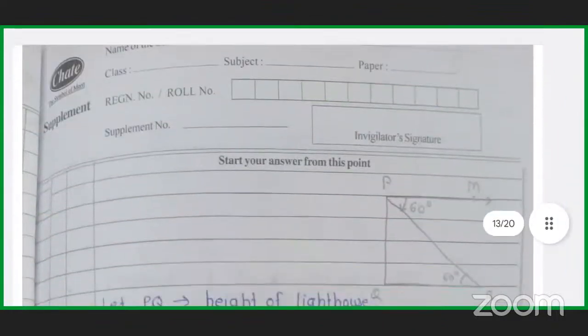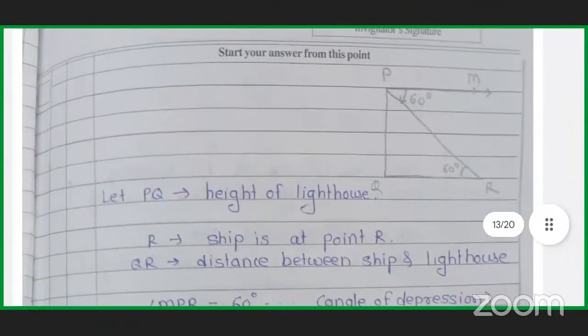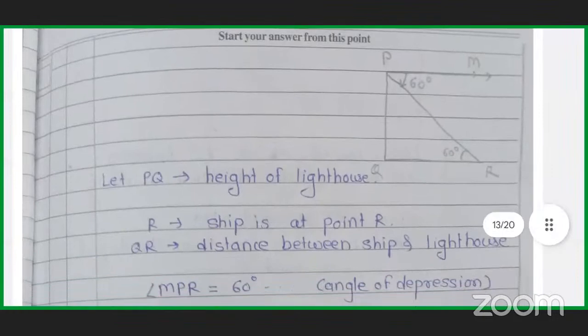Then focus here. Third question. It is in a trigonometric application. So we have to first read the question properly. From the top of the lighthouse, an observer looking at a ship makes an angle of depression of 60 degrees. If the height of the lighthouse is 90 meters, then find how far the ship is from the lighthouse. Here, root 3 value is also given, that is 1.73.